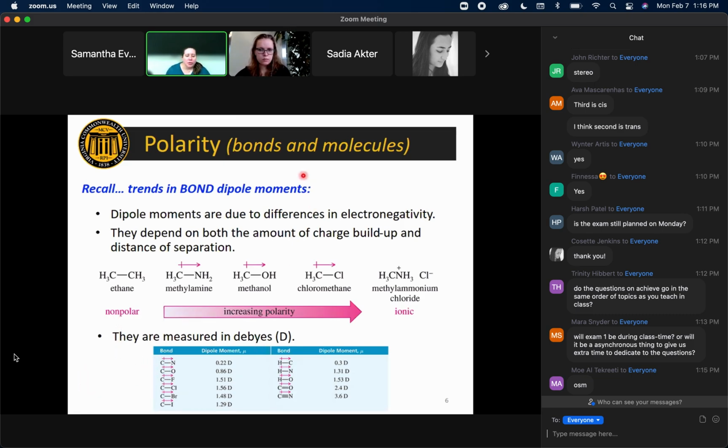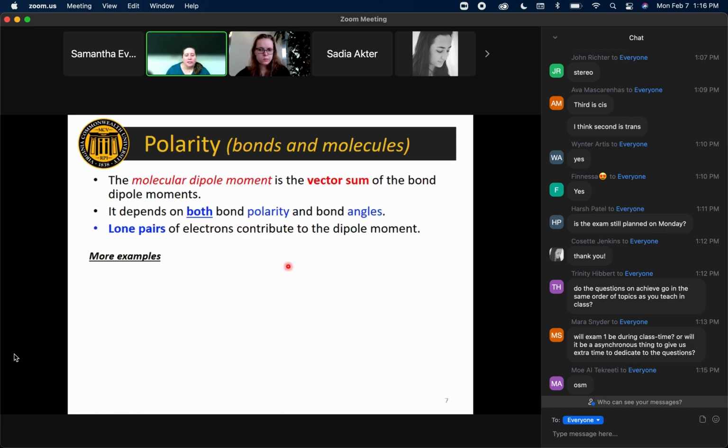Okay, so that's about particular dipole moments of bonds. And we also talked about taking that information and adding up all of the dipole moments of bonds together in a vector sum sort of fashion, where we look at both the size of the dipole and the angle or the direction of the dipole. And by adding all of those things up, we can get the molecular dipole moment, or a measure of the overall polarity of a molecule and the direction of that polarity. And we talked about how lone pairs are a contributing factor here.